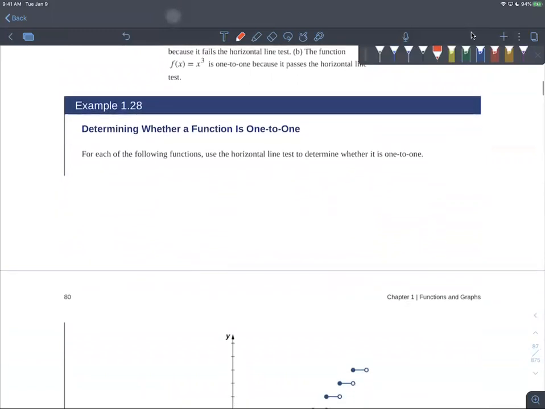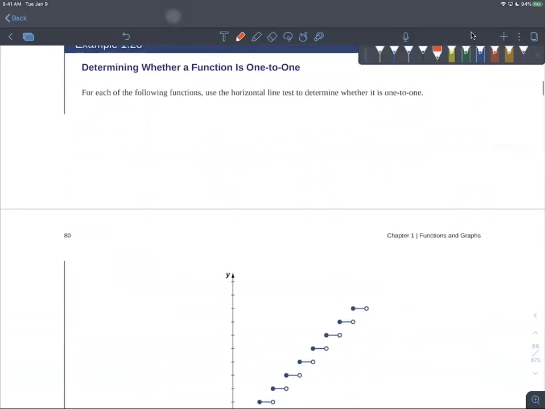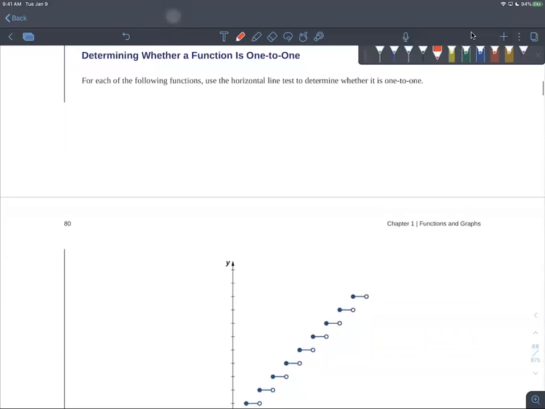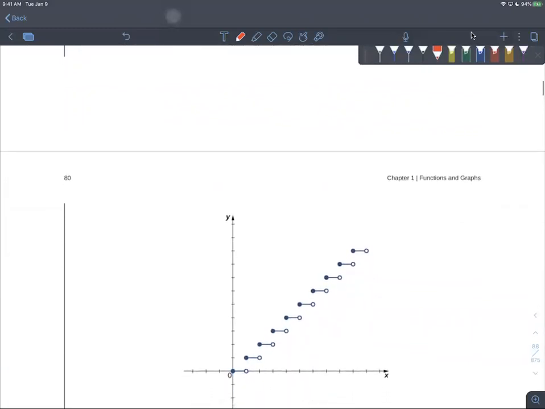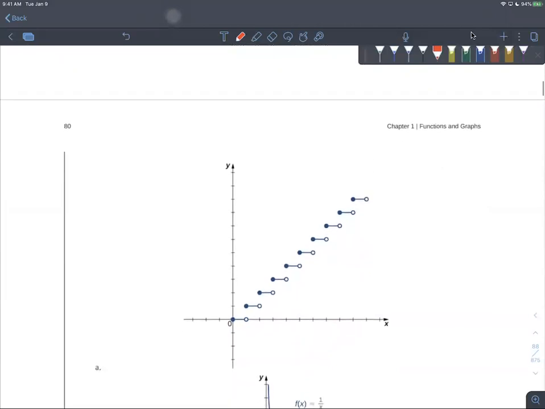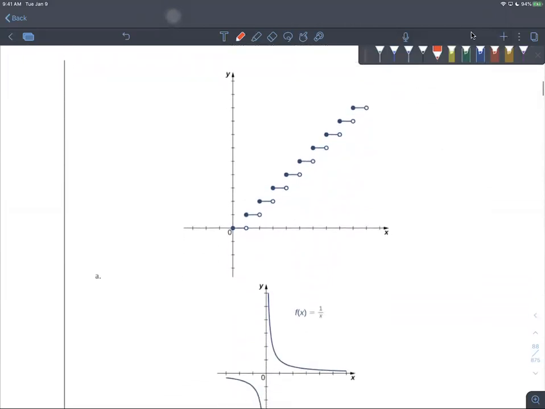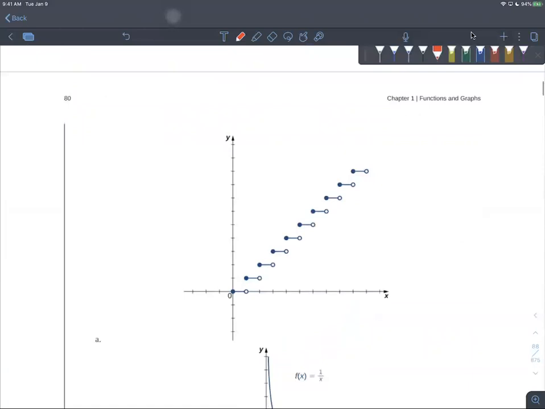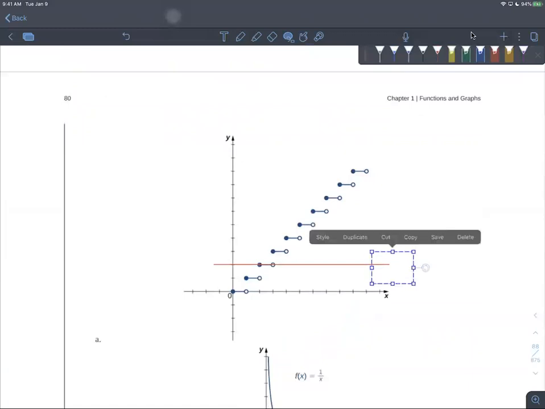Okay, so here's a couple of examples, and these are kind of nice. You can pause the video if you want. Example 1.28, determining whether a function is one-to-one. For each of the following functions, use the horizontal line test to determine whether it is one-to-one. We have two functions here. So for part A, let's use the horizontal line test. There's a horizontal line right there. And we can see that if you put this horizontal line in the right spot, it does intersect more than once.